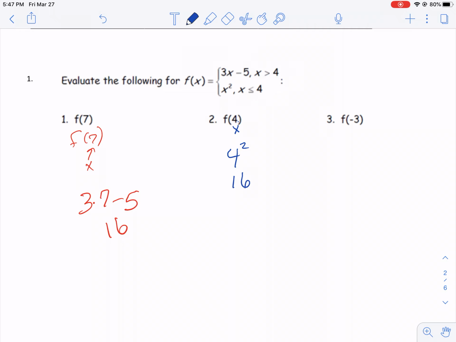Third example says evaluate f of negative 3. So go check your conditions. Is negative 3 greater than 4? No. Is negative 3 less than or equal to 4? Yes. So we're going to take that negative 3 and plug it into the bottom piece. Negative 3 squared makes 9.